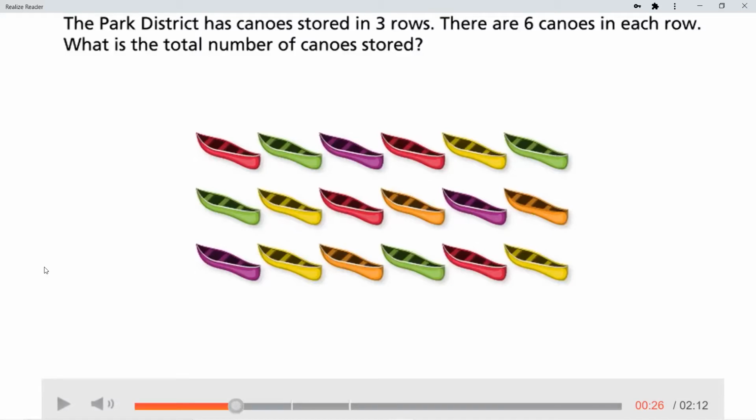Okay, so we have an array here, and our array shows 3 rows with 6 in each row. So that's 3 times 6 that we're going to do to help figure out our total number of canoes. Now, one way that we learned during our last lesson is to use the distributive property and to break them apart. So we're going to count some of the rows first, and then we'll count some of the rows afterwards, and we'll put together those two partial products or those two part answers to find the whole answer.